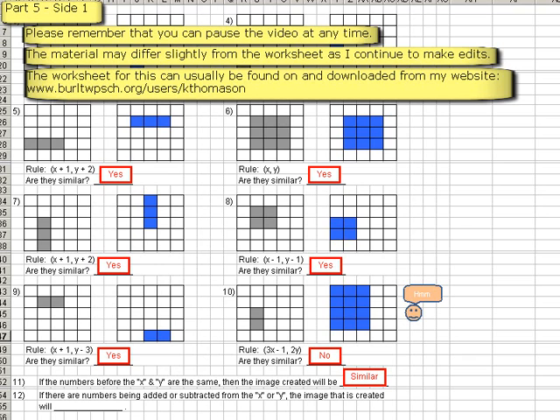Number 12. If there are numbers being added or subtracted from the x or y, the image that is created will move. So adding or subtracting numbers from the x or y moves the shape around. This concludes Part 5, Side 1 video.